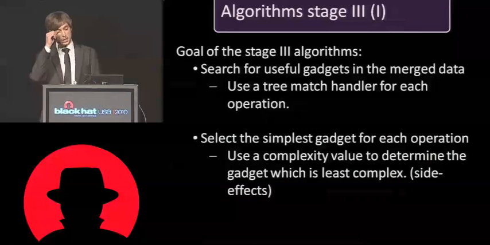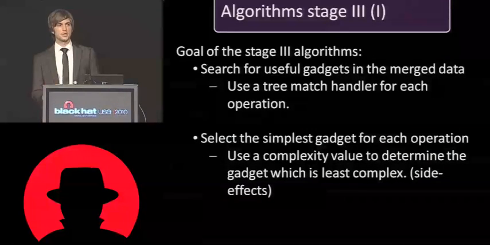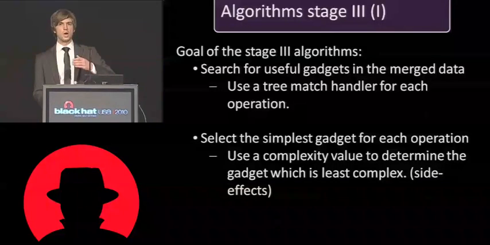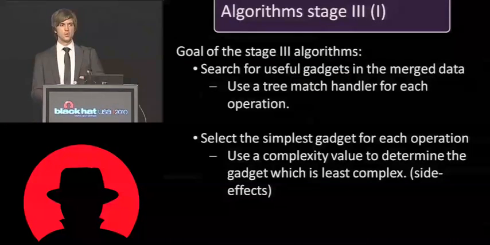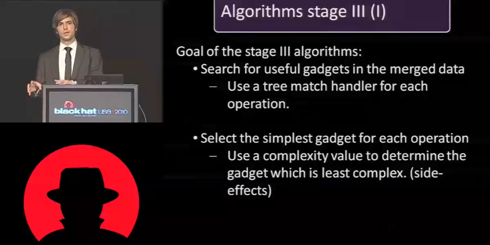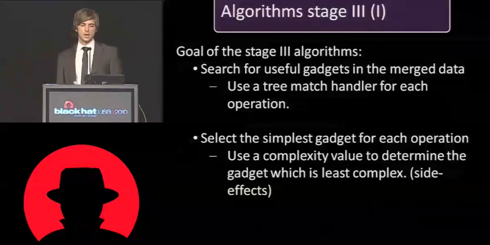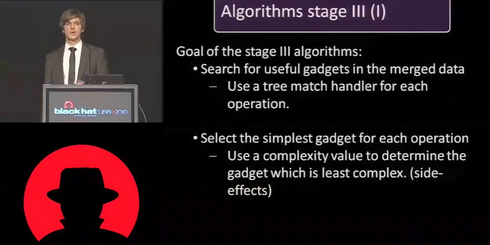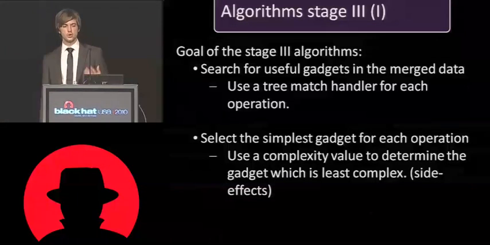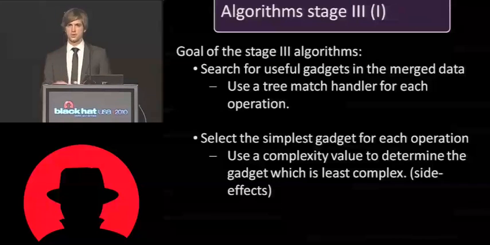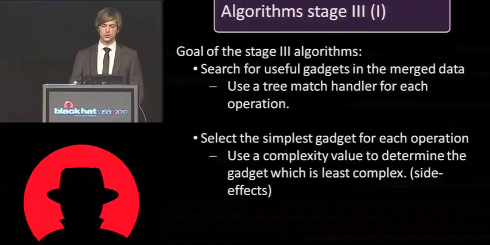Okay, now that we have merged all the data along the paths, and we have pretty much for every path that we can execute all the information on how registers, memory locations, and jump conditions are influenced, we can now start searching for the specific gadgets that we are actually aiming to find in the binary. One of the parts is that we use a tree match handler for each of those operations. So what we basically do is take a tree and try to compare it to some tree that we have earlier defined to see if it matches. I'm going to show a result later on.